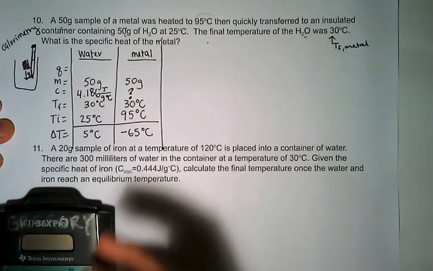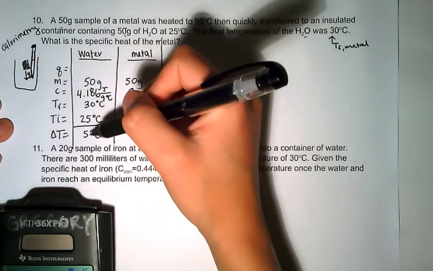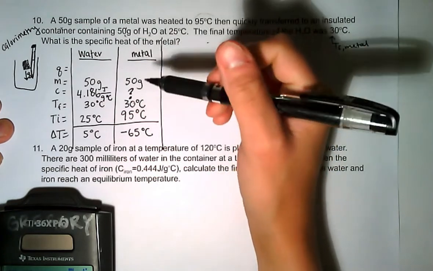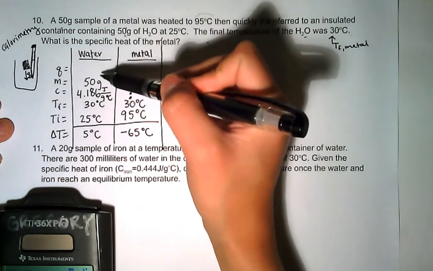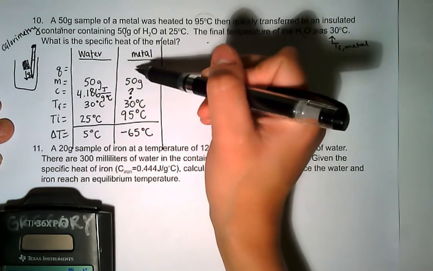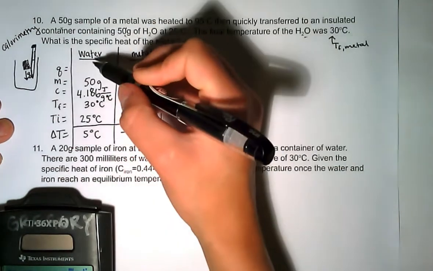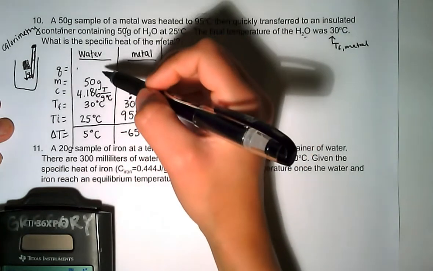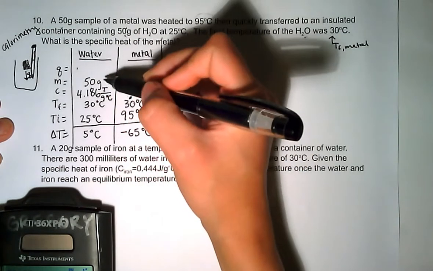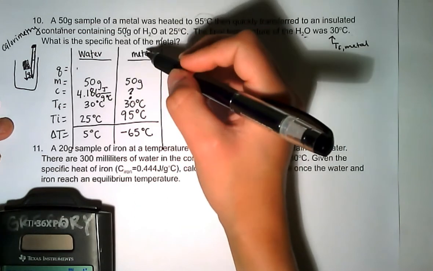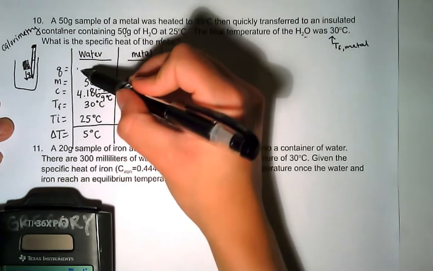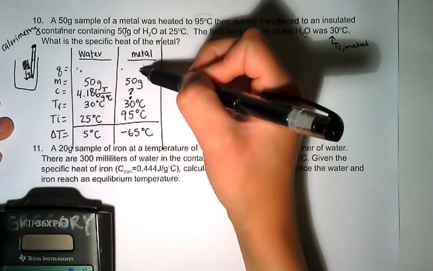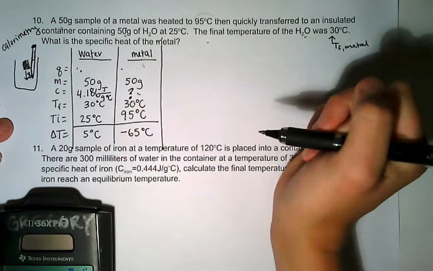So I have M, C, and delta T for the water, and then I have M and delta T for my metal. So I know that the amount of heat that's given off by the metal is going to be equal to the amount of heat absorbed by the water. Oops, I think I said that backwards before. So if I can find this value of Q, I know that this is just going to be the same value with an opposite sign, and then I can use that to solve for my value of C.